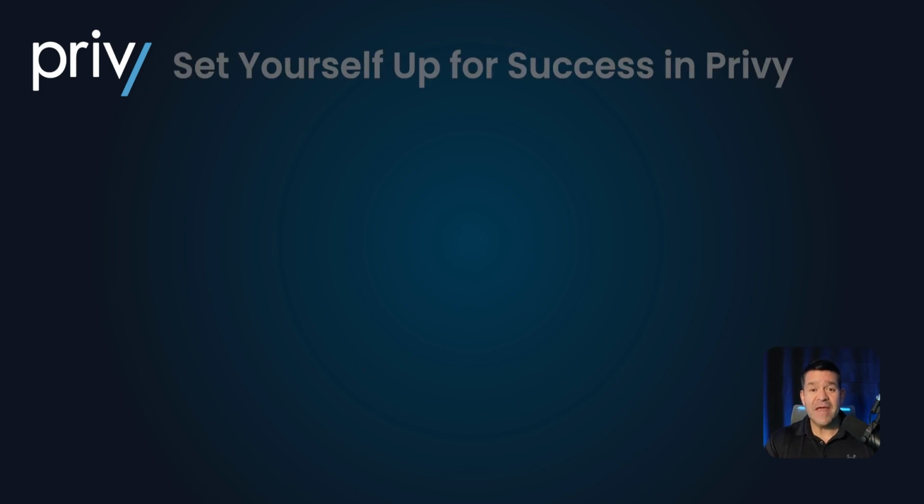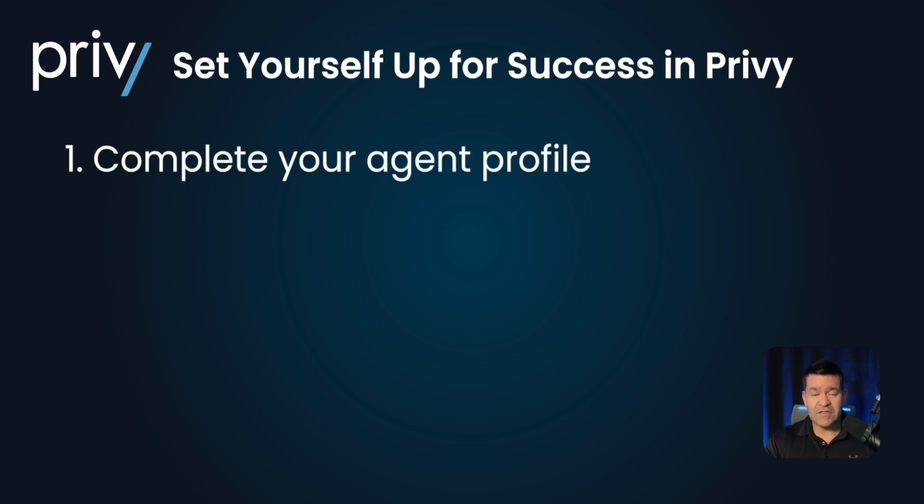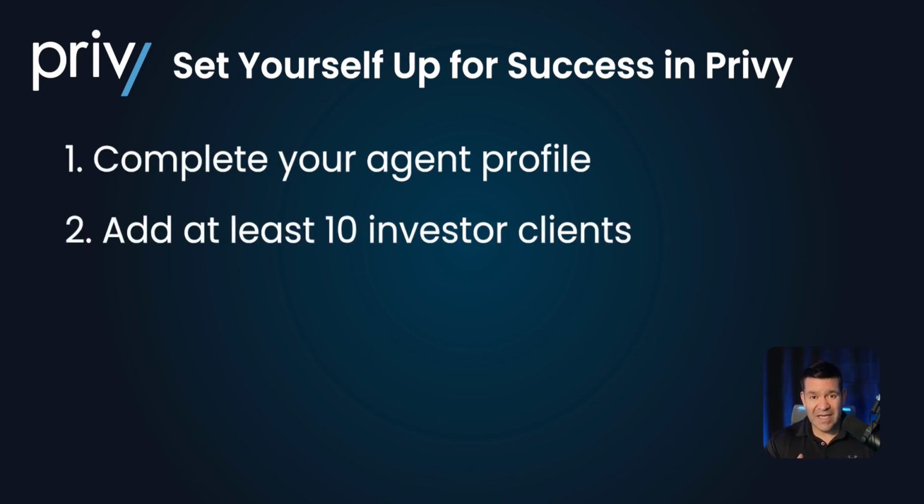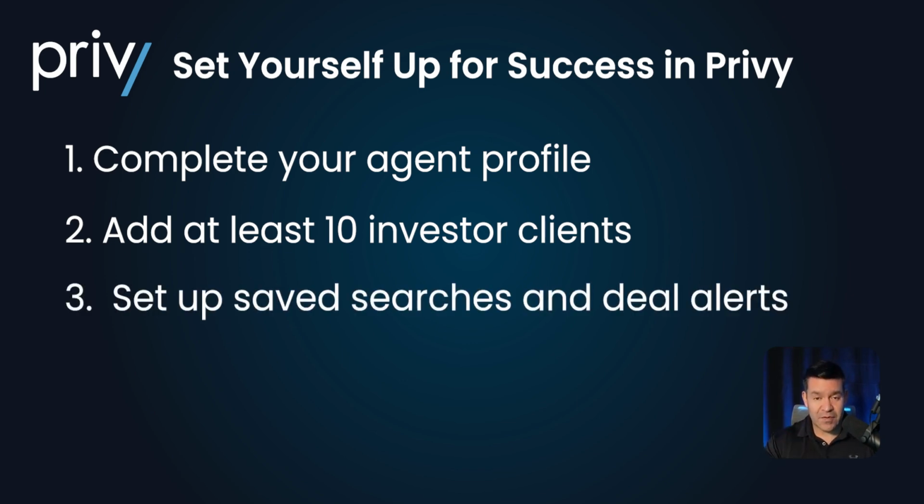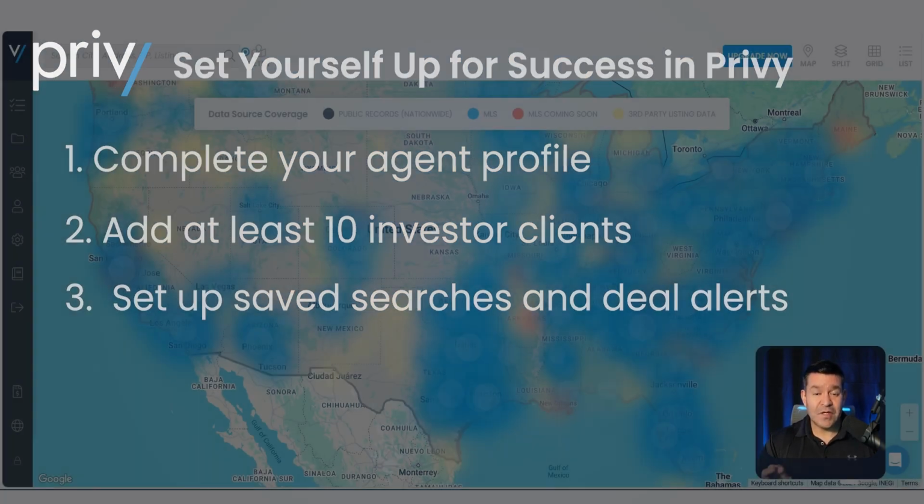Now, there's three main things you want to do to make sure you're getting the most out of your Privy account. The very first thing you're going to want to do is to fill out your profile. The next thing is you want to add your clients. You want to get at least 10 clients in the system so you can start setting up and saving searches, which is the third step. So I'm going to walk you through every step along the way. That way you can get into the system and start taking advantage of it right away. So let me show you how to set up your profile.